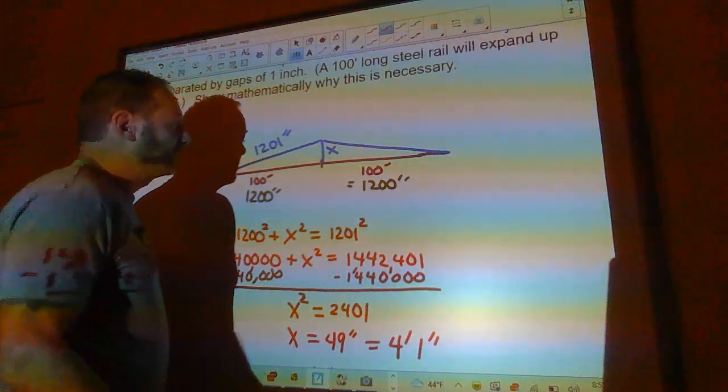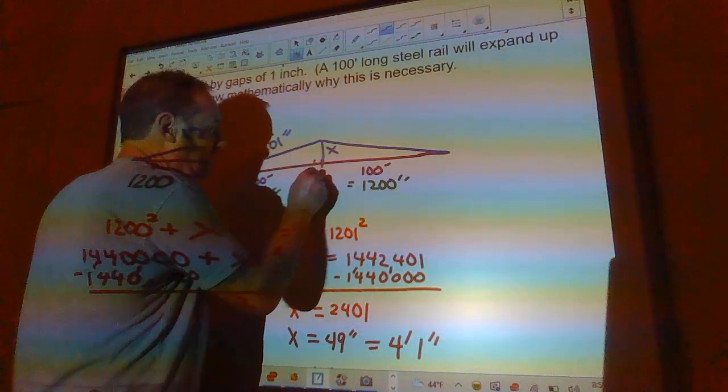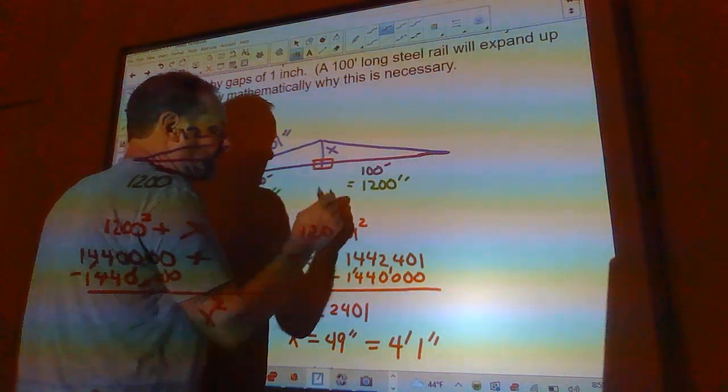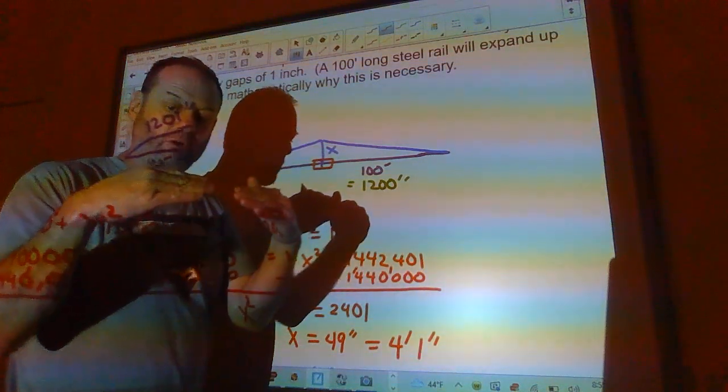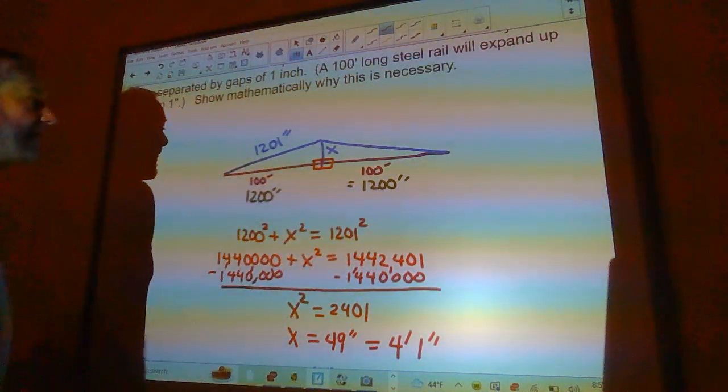Okay, so what they do is they put space. They put a little coupler right here, and they put space in there so that when that expands, it does not quite touch the other track.